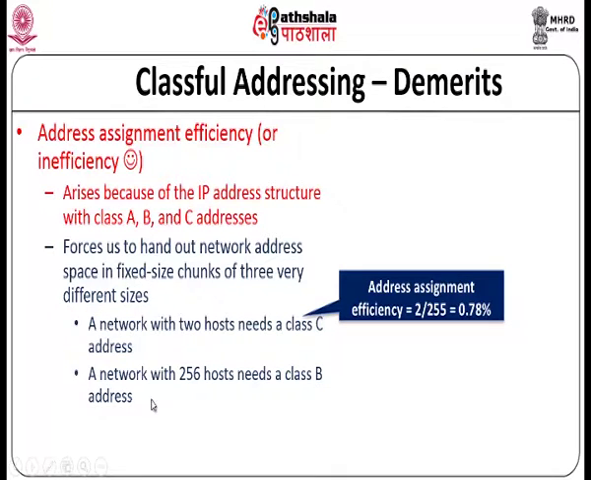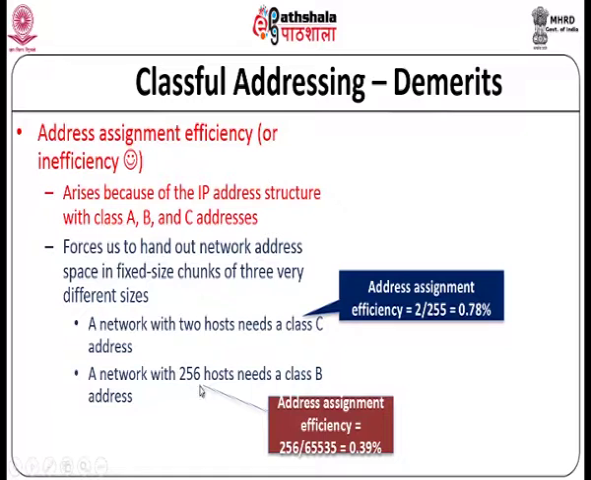Let us say for instance you want 256 hosts. For 256 hosts, you will have to choose a class B address. So if I choose a class B address for a 256 host network, what will be the efficiency? You can see that there are actually 65,535 addresses available, of which only 256 are being used. So the efficiency of usage of those addresses is only 0.39%. We can see that address assignment efficiency is very low when we opt for larger networks, even though our requirement is small. But we are forced to opt for these networks because network addresses are handed out only in fixed size chunks. You either get a 256 size network, or a 64K network, or a 2 power 24 size network.